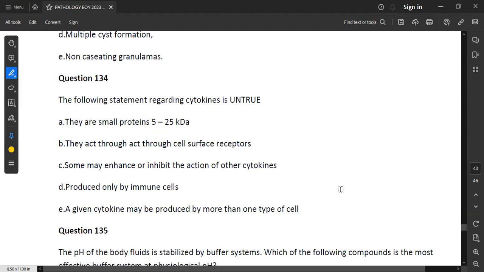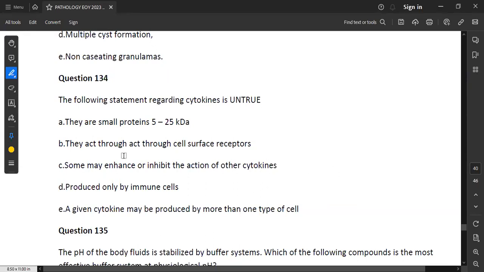This is also a question that is direct. Which of the following statements regarding cytokines is false? They're small proteins, 5 to 25 kilodaltons. They act through cell surface receptors. Some may enhance or inhibit the action of other cytokines. They are produced only by immune cells. A given cytokine may be produced by more than one type of cell. So what do you guys think? Yeah, the answer is D, produced only by immune cells.